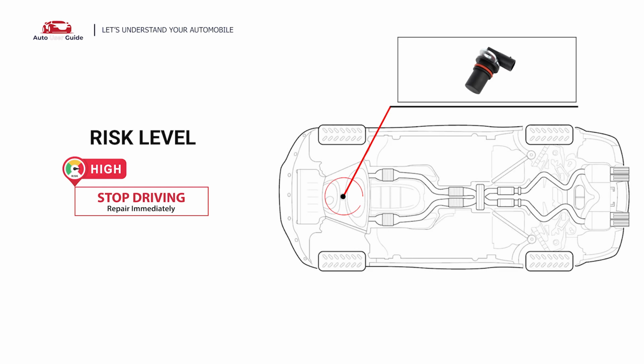This engine code indicates that this sensor monitors the pressure differential across the DPF to determine its soot loading level. Faults related to P1901 can cause the engine management light to illuminate and potentially lead to a loss of power. Under this circumstance, stop driving and repair your vehicle immediately.